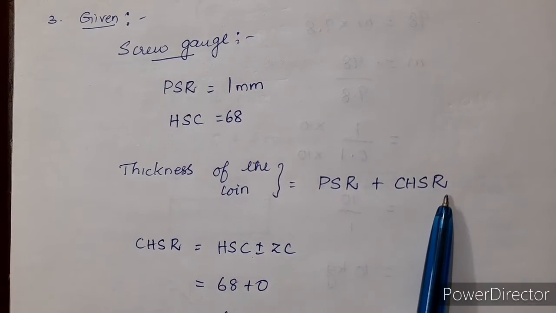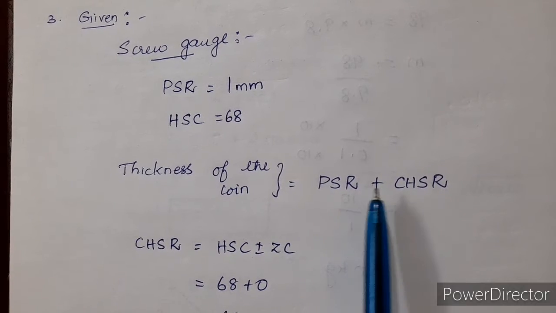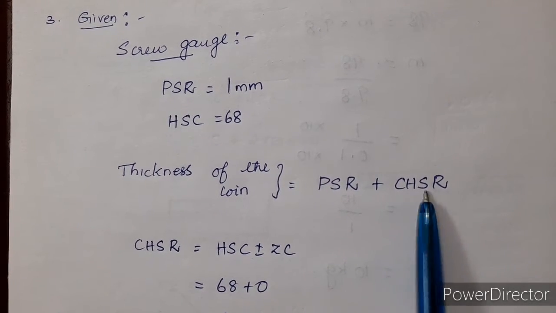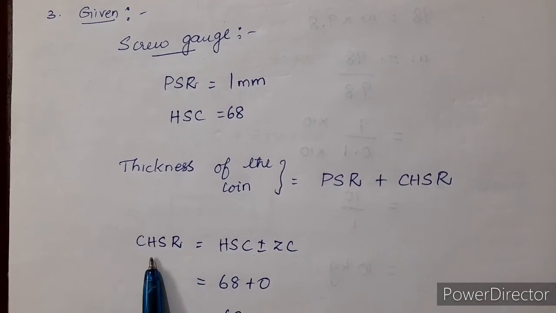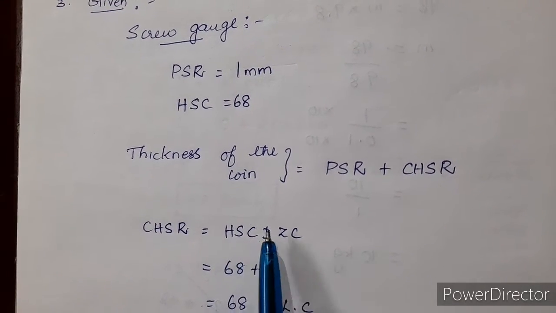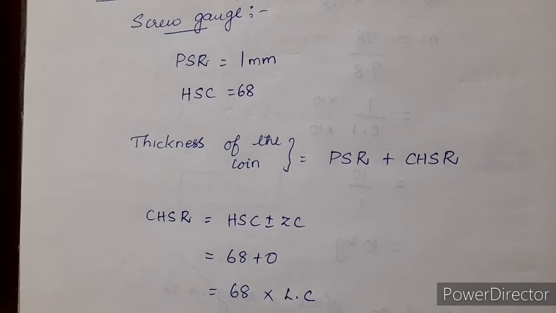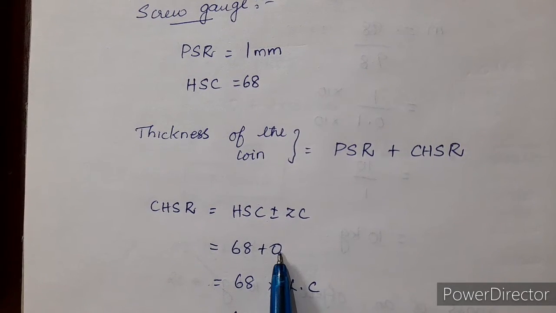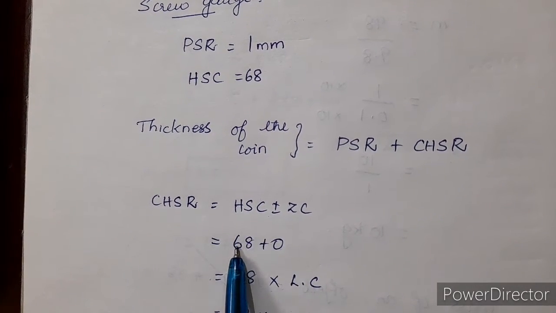So this can be calculated using the formula pitch scale reading plus corrected head scale reading. Right, now how will you find out the corrected head scale reading? The formula is head scale coincidence plus or minus the zero correction. Now here the zero correction is nil. So head scale coincidence is 68.